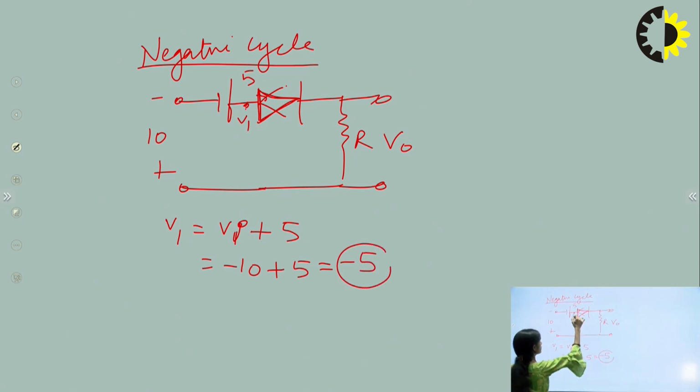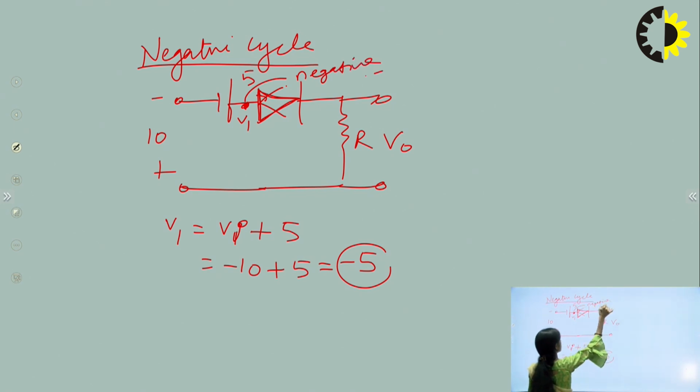That means this V1 is at negative potential. So if negative potential is connected to the positive of the diode, then this diode is said to be in reverse bias condition.